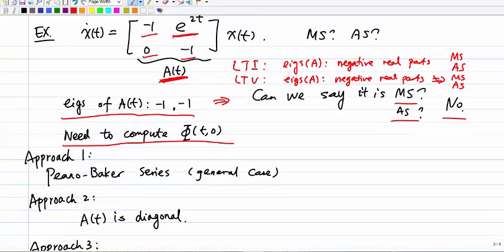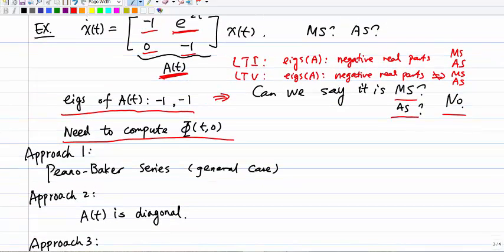I talked about a couple of approaches. The first approach is to use the Peano-Baker series. This is a pretty general case you can apply. But the problem is that it's typically very hard to find the pattern in certain cases. So it may not be straightforward to find the transition matrix, especially in explicit form. You may have an infinite series and cannot find any pattern in the transition matrix. At least this is one approach for some cases.